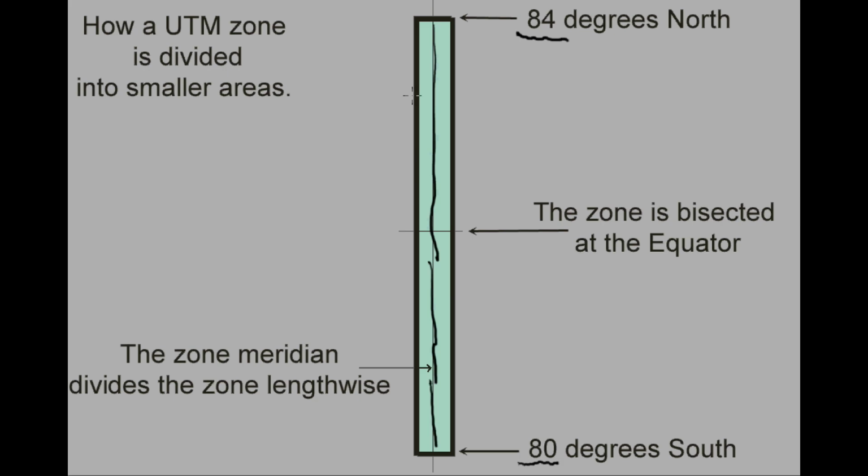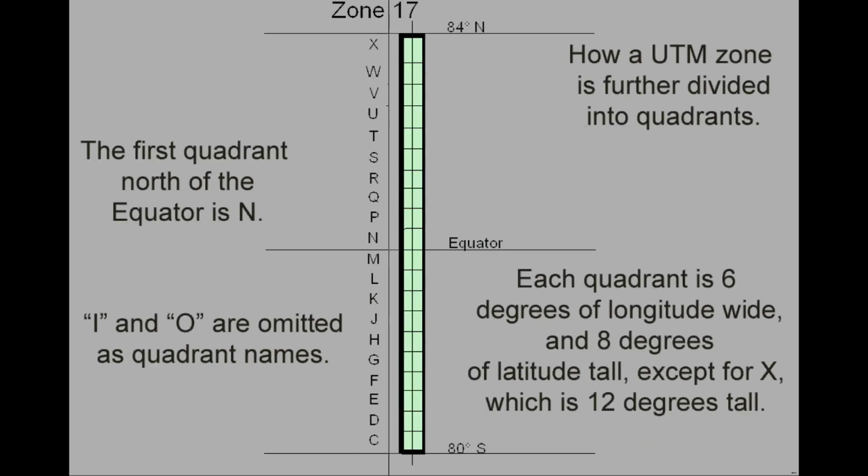This skinny little line, which is a lot straighter than what I've outlined, is the zone meridian. Between the zone meridian and the east boundary of the zone, and between the zone meridian and the west boundary of the zone, is 3 degrees of longitude, because the zone is 6 degrees of longitude wide. Okay, so now let's see how a zone is further divided into quadrants.